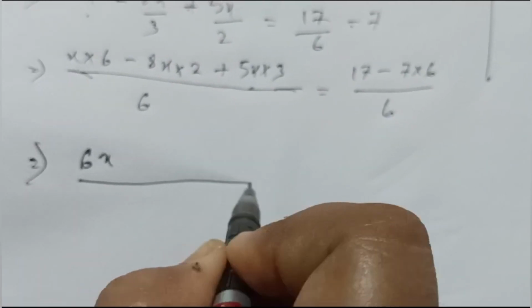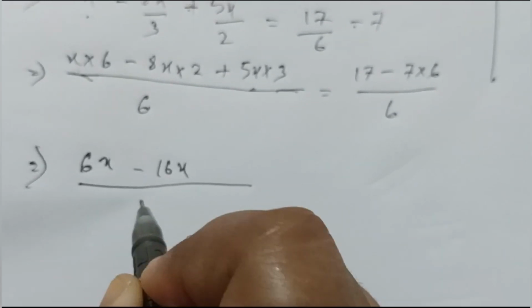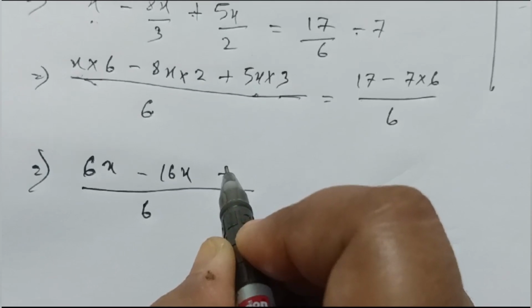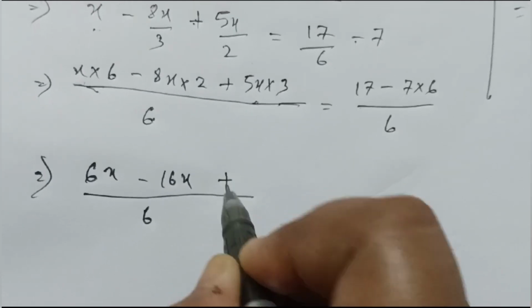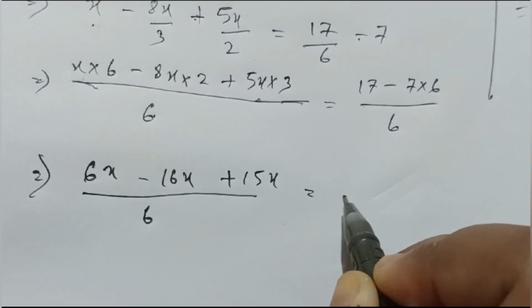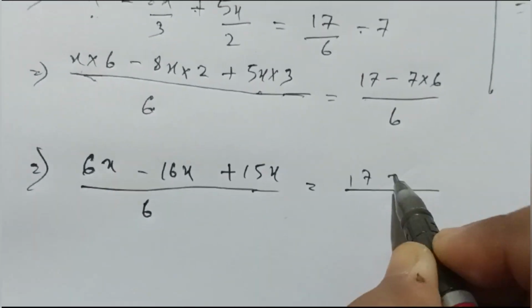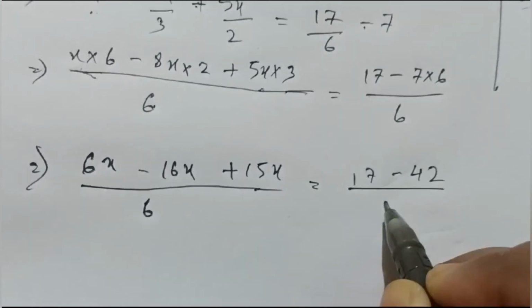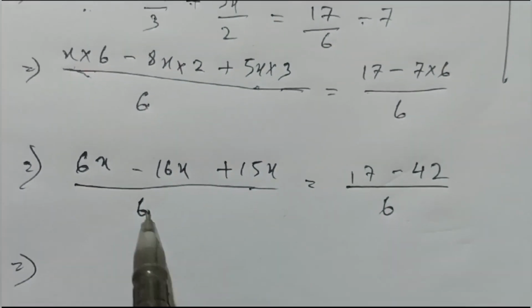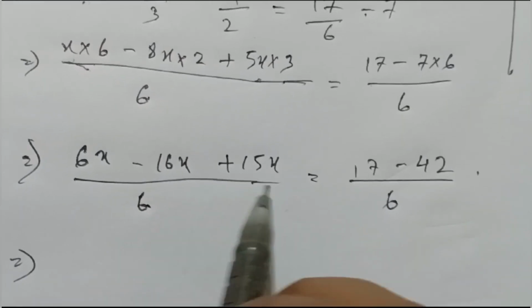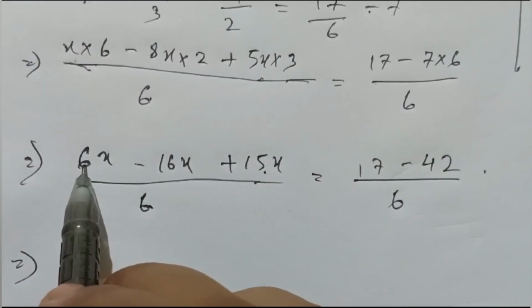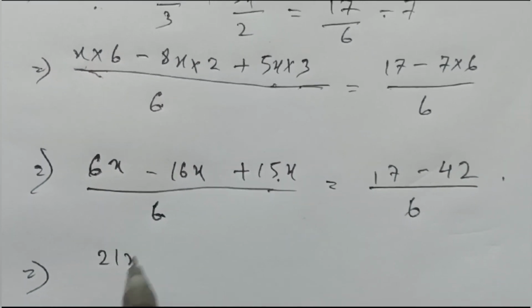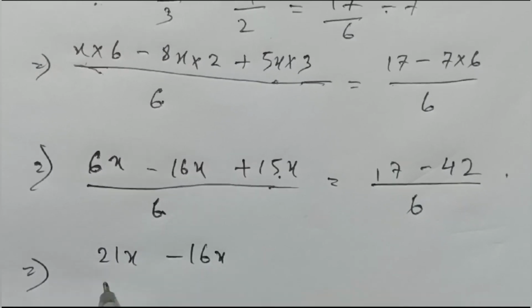6x, then this 16x, then here plus 15x. So this one will be 15, minus 42. All right, so this 6 will go there. We'll take afterwards. So this one will do: 15 plus 6, how much will we get? 21x minus 16x by 6.